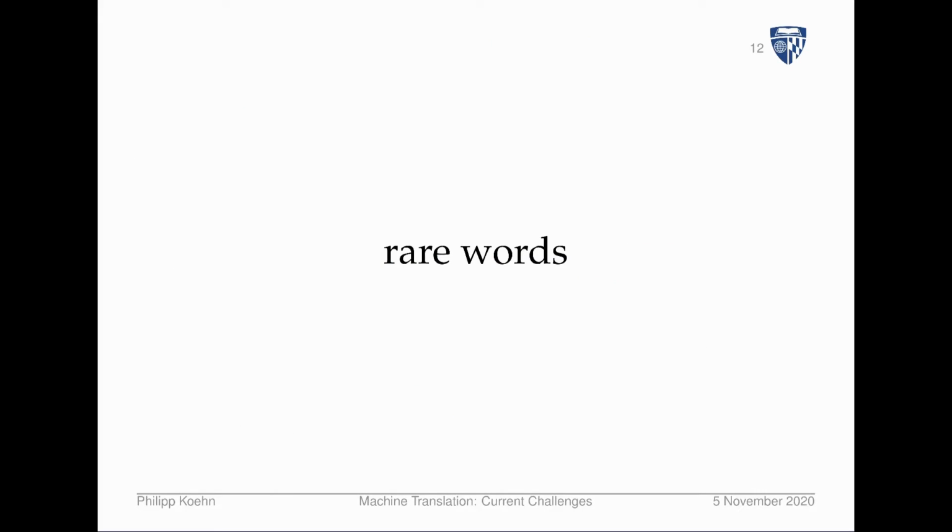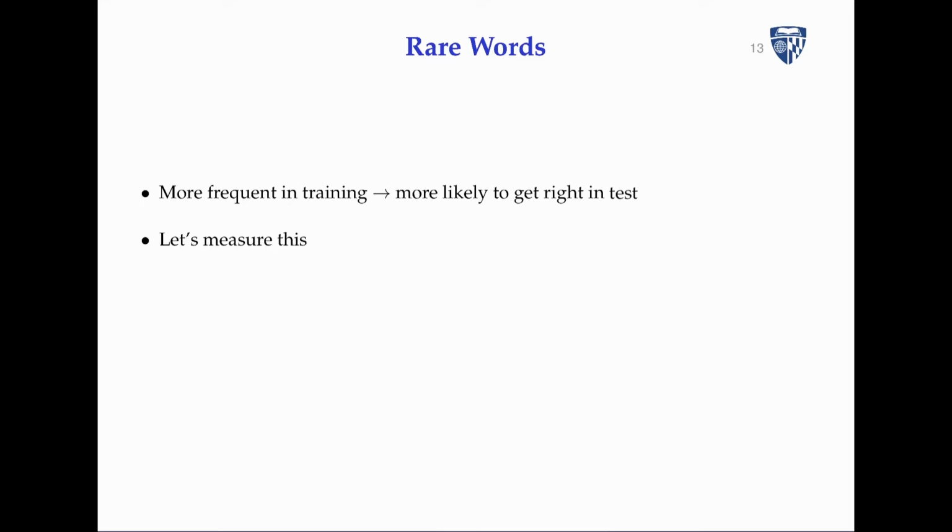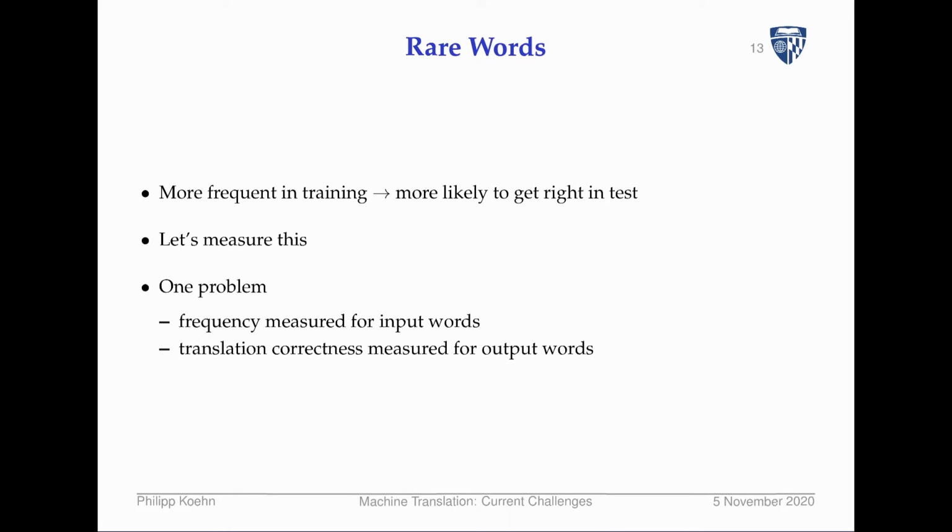I can't even fathom what this means. Okay, the next topic to look at is rare words. The more frequent a word is in the training data, the more likely we're going to get it right at test time. That is not surprising. The more training data you have, the better you do. We already alluded to that. The question now is about words that only occur one or two or three or four times. Let's actually look at that.